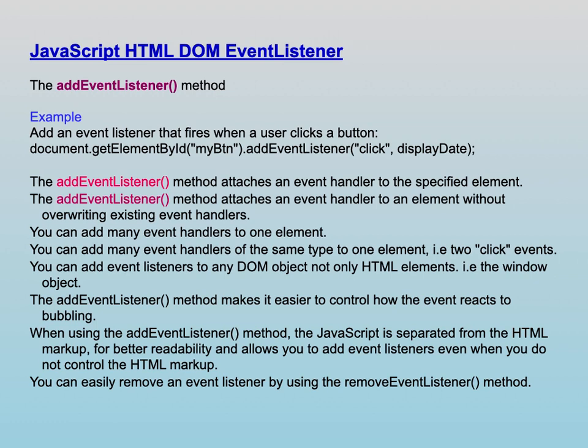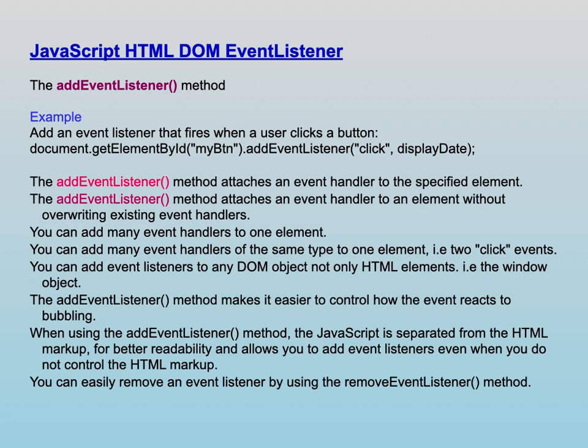When using the addEventListener method, the JavaScript is separated from the HTML markup for better readability and allows you to add event listeners when you do not control the HTML markup. You can easily remove an event listener by using the removeEventListener method. We will look into the addEventListener method.